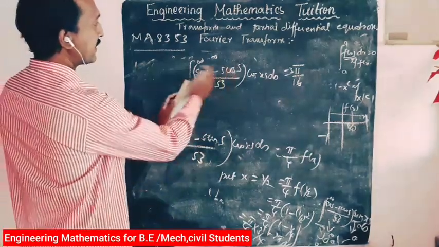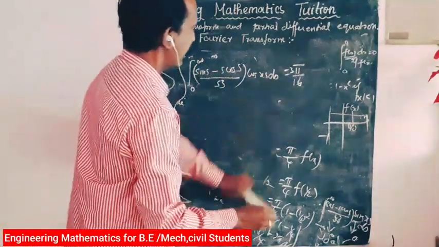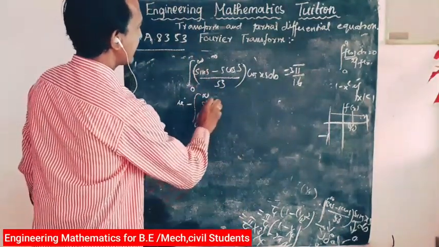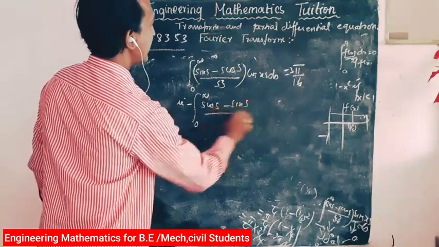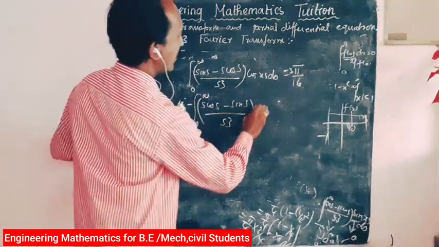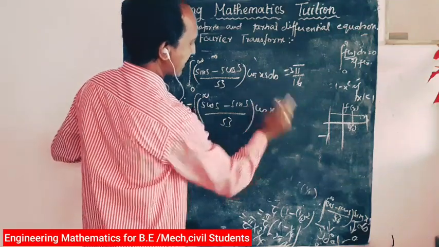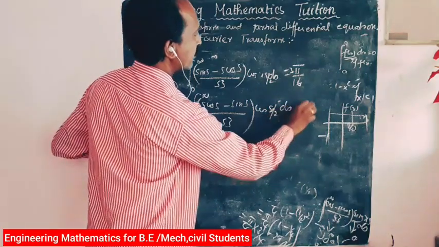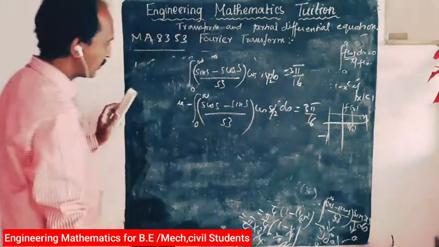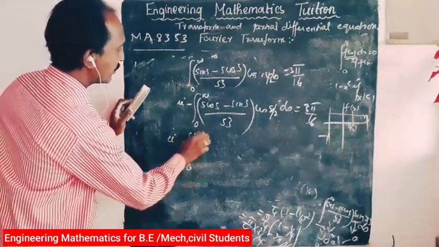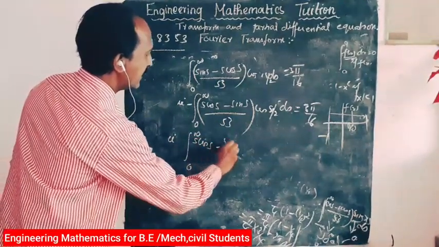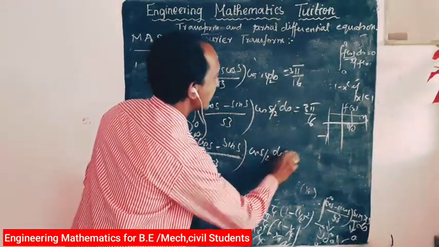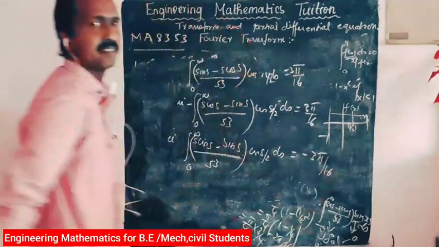Actually in the problem the terms are changed, so the minus sign is taken outside. The integral of 0 to infinity of (s cos s minus sin s) by s cubed into cos s by 2 ds, where we take x is equal to 1 by 2, equals minus 3 pi by 16.